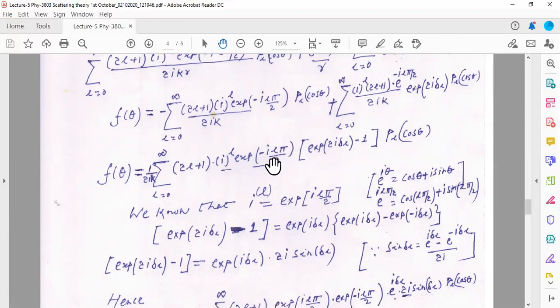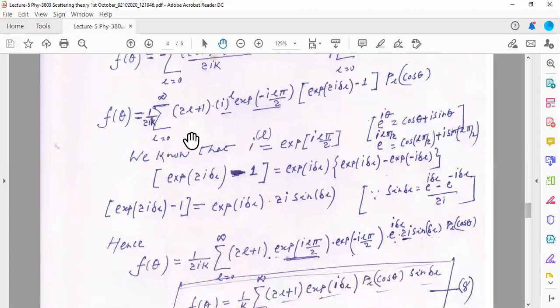So now let us substitute in this expression. This is the expression which we have for f theta. This is the scattering amplitude which you know. So I'm writing f theta. So f theta is equal to, you see, 1 upon 2ik, (2l plus 1), i to the power of L. i to the power of L can be written as exponential of iL pi by 2, right? So i to the power of L is simply replaced by e to the power of iL pi by 2.